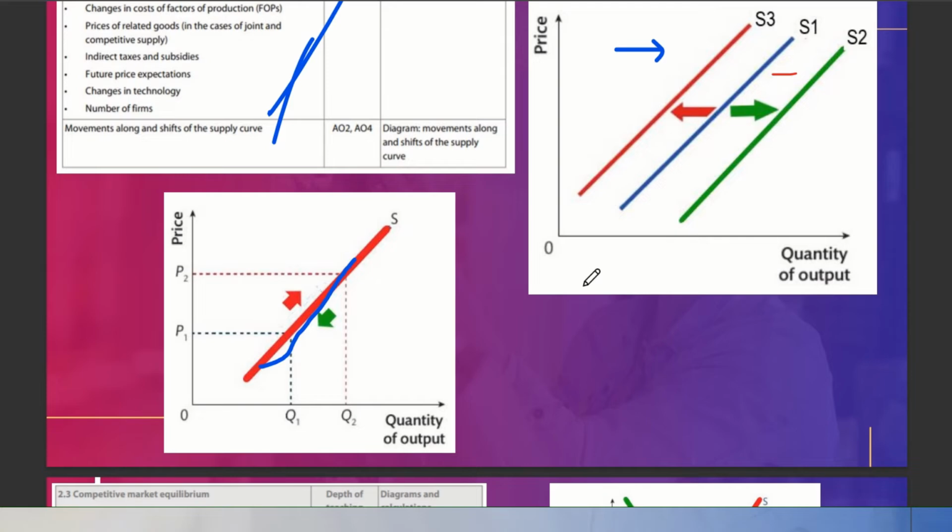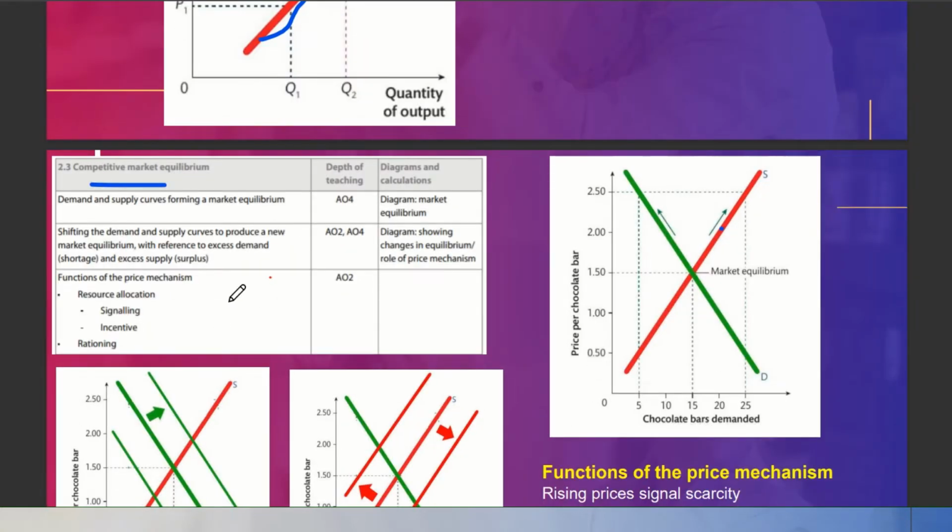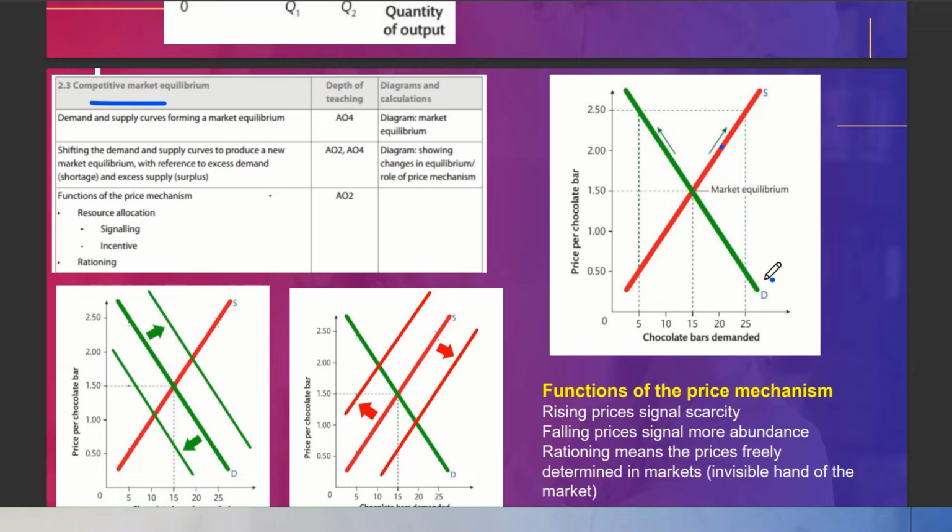Now we will move on to the competitive market equilibrium. Where the demand curve and the supply curve intersect, that is said to be an equilibrium. At this level, this price is said to be the equilibrium price, and this quantity is said to be the equilibrium quantity. So the demand and supply curves form market equilibrium. Remember, this equilibrium changes when there is a shift of the supply curve or demand curve.